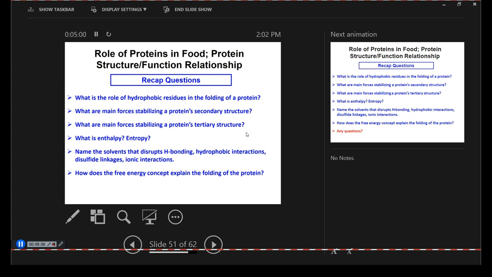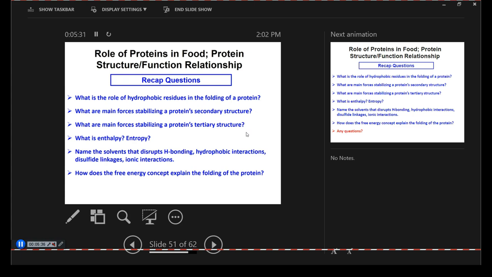What about hydrophobic interactions? Organic solvents and also detergent. So in the presence of organic solvent, the hydrophobic residues inside the moiety of the protein will tend now to be exposed to the solvent because now they like the organic solvent versus water. So hydrophobic interactions will be disrupted.